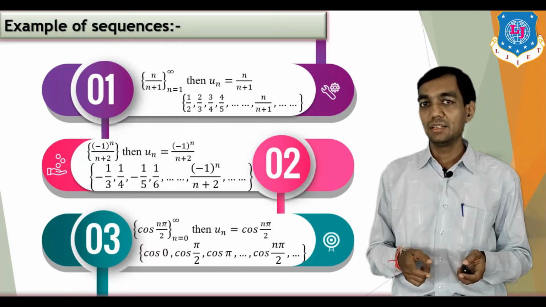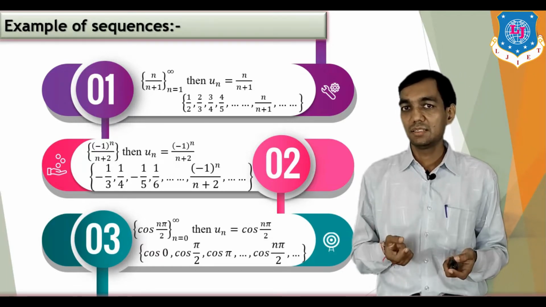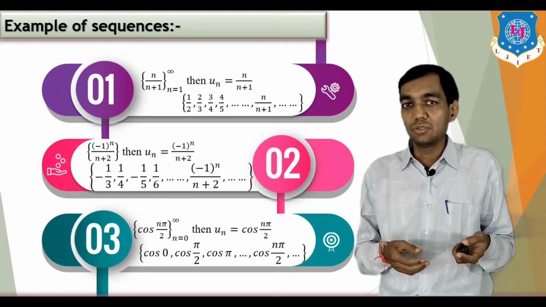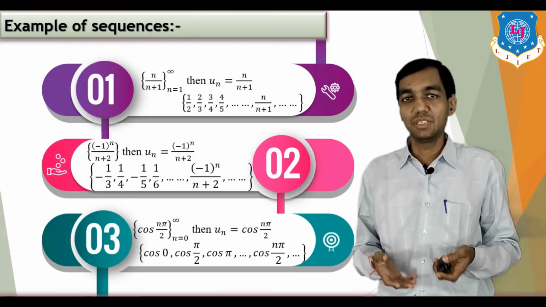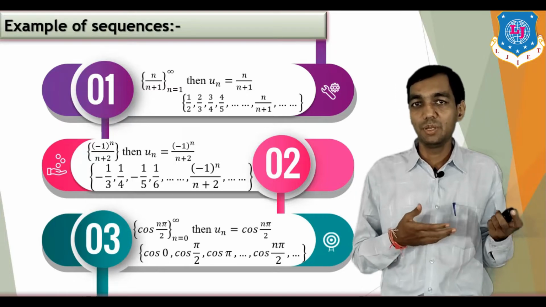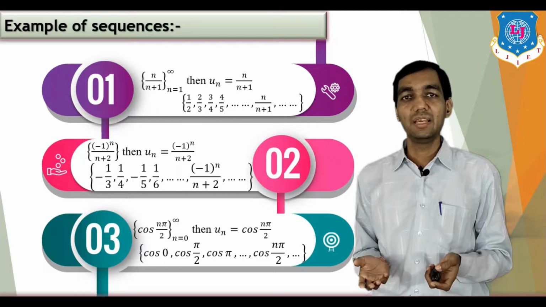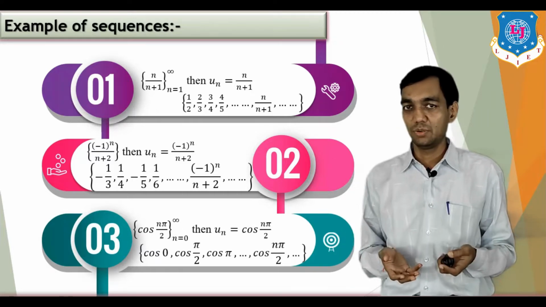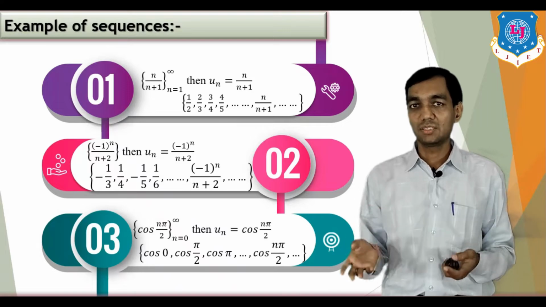Here we have written n running from 0 to infinity. It is not necessary that a sequence always starts with 1. A sequence may start from 0, it may start from 5, it may start from 8. The starting value may be anything, so do not worry about it. Here it starts with 0, so un is cos(n pi by 2).